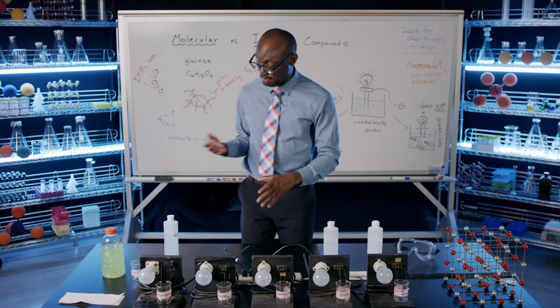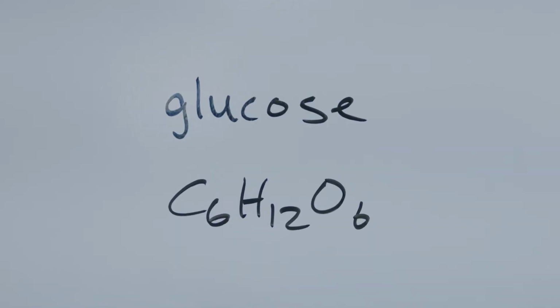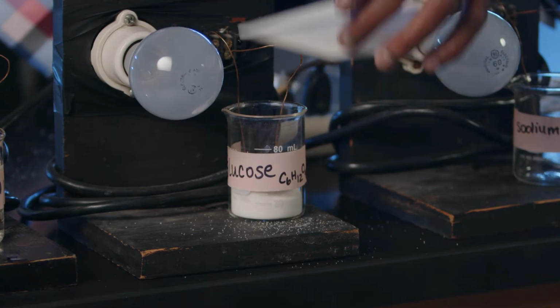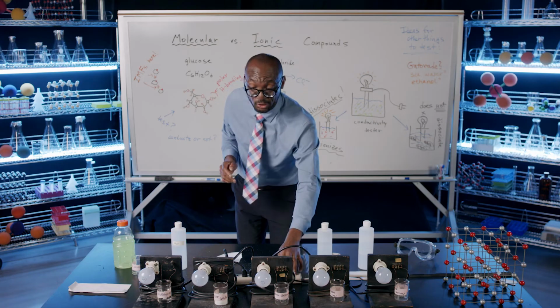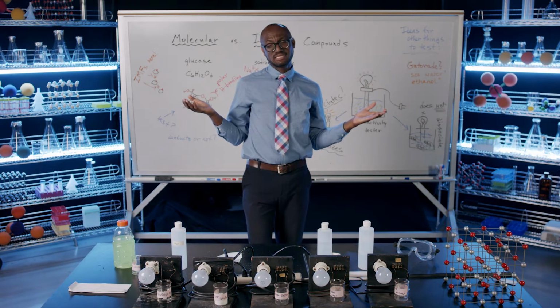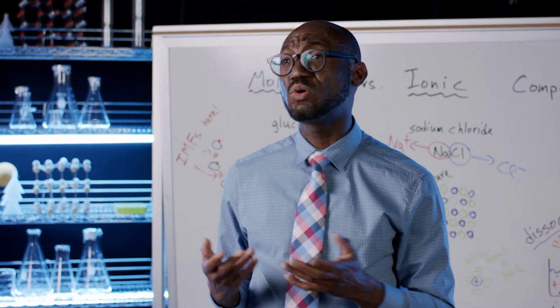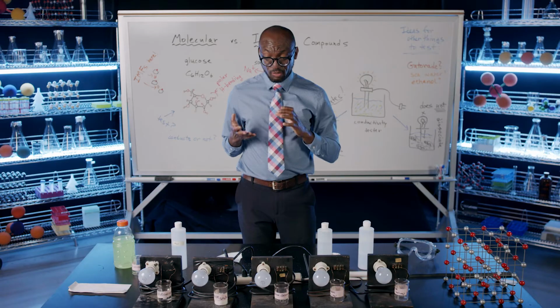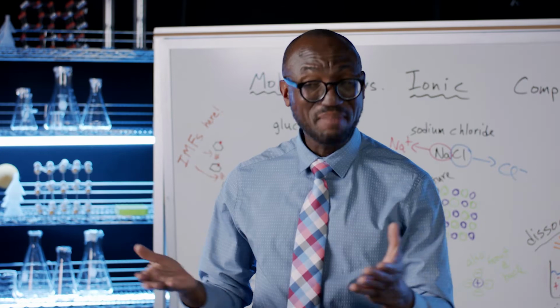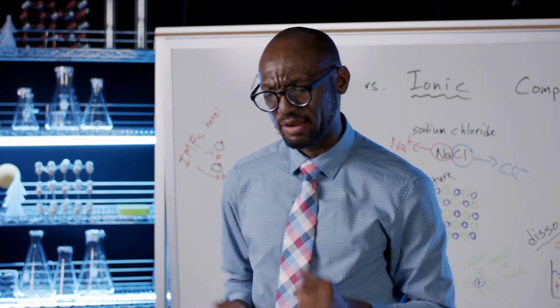Next, let's test a simple sugar, glucose, which is a molecular compound. It exists as molecules of C6H12O6. If I submerge the electrodes in a beaker of glucose and turn the light on, nothing happens. And what this is telling us is that the solid glucose doesn't conduct electricity at all. Glucose molecules are neutral. Maybe that's the problem. So let's try something else.